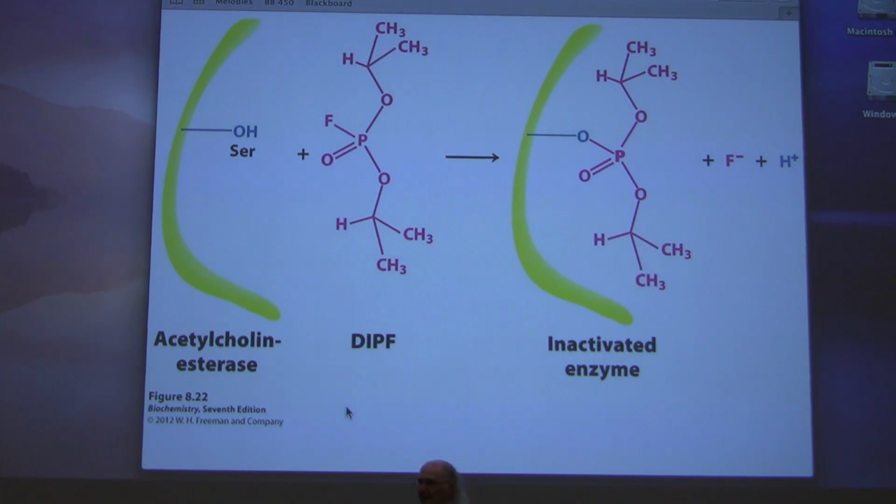Now, we'll see today that the side chain of serine plays an essential role in serine proteases. If you destroy it by converting that OH into this monstrosity over here, the enzyme can no longer function. So this is an example of a non-specific covalent inhibition. It's non-specific in the sense that it's not specific for any given enzyme.